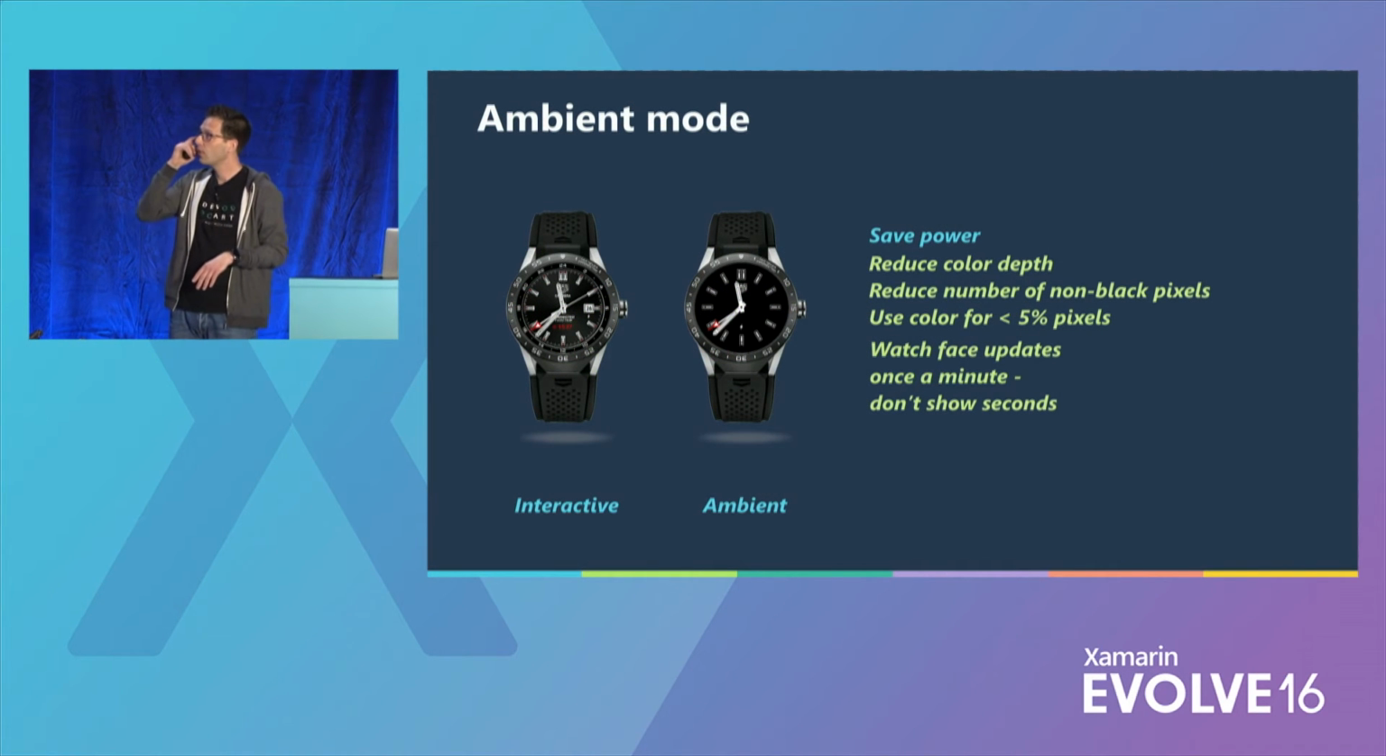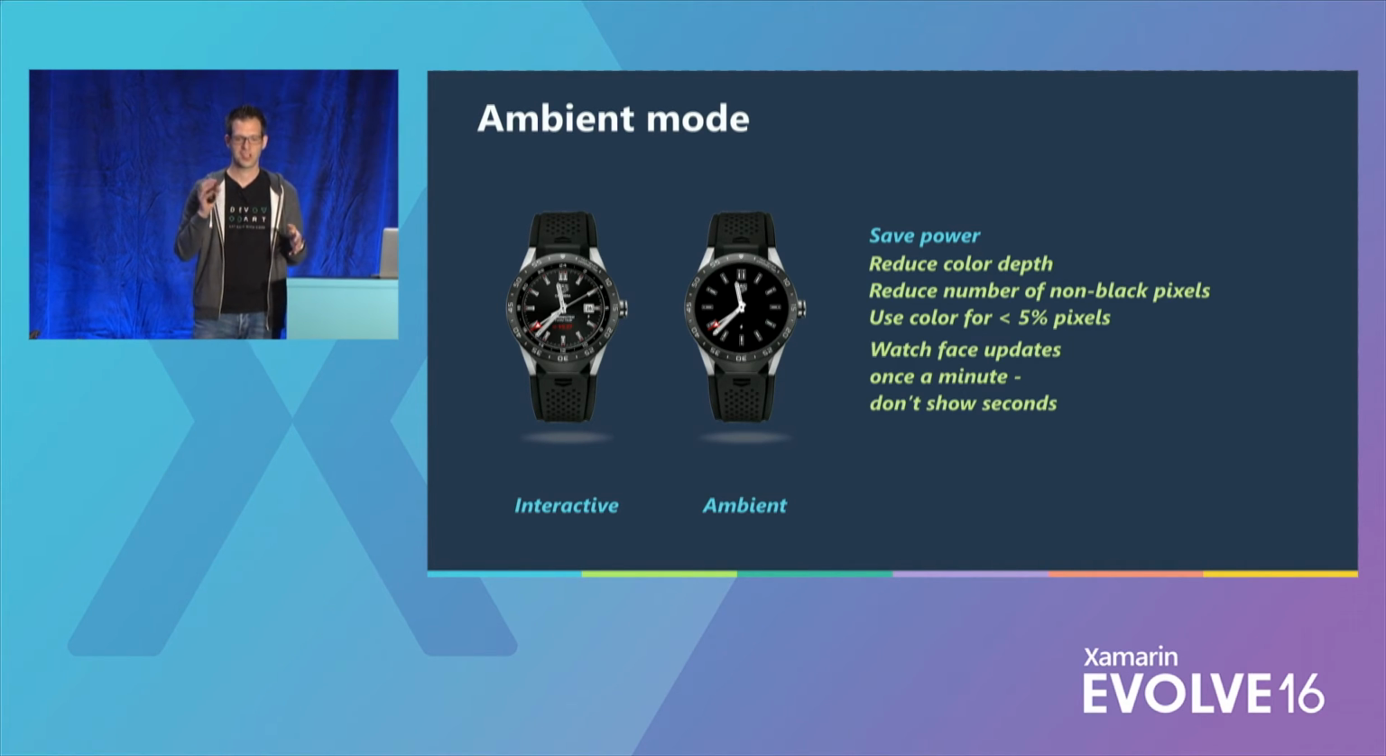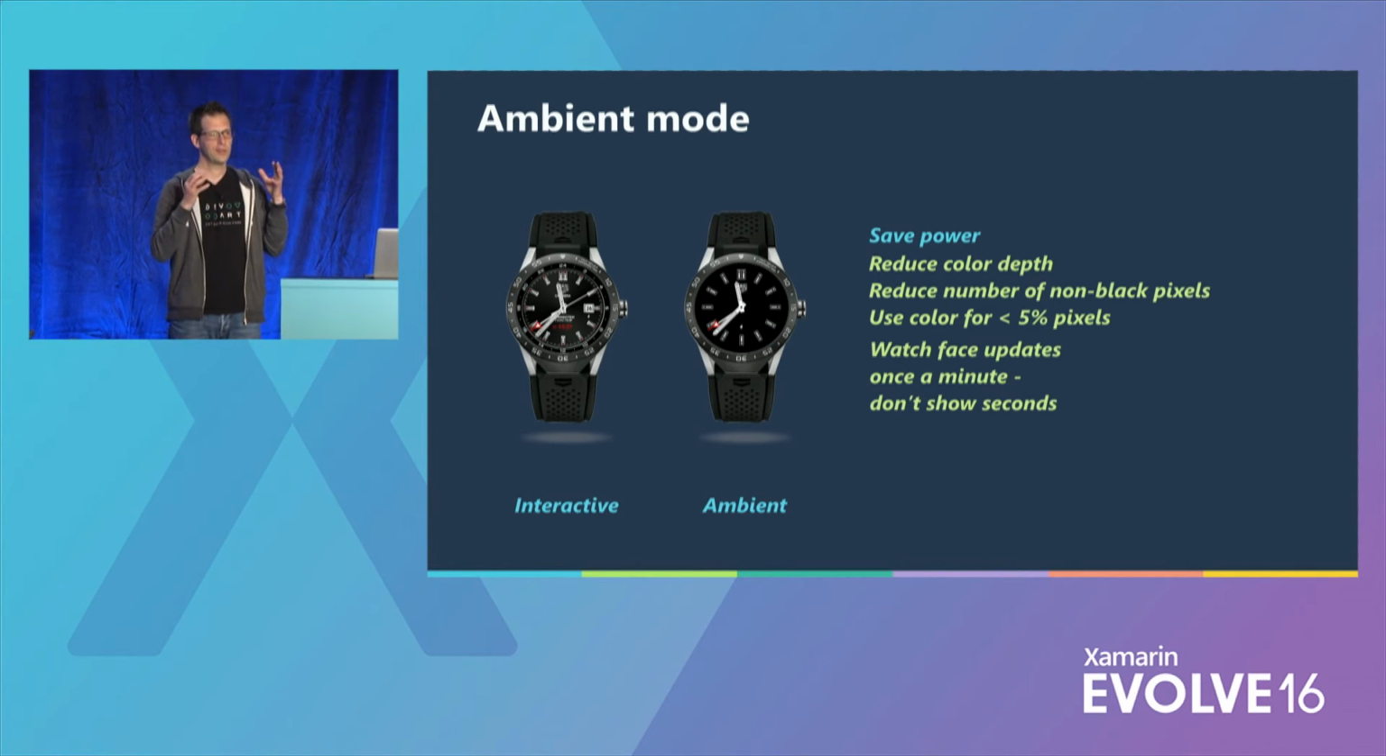Ambient mode. So this is the official watch face on the Tag Heuer device. On the left-hand side, you'll see how it looks in interactive mode. On the right-hand side, it's in ambient mode. And you see that they reduce the amount of information that is displayed. So a lot fewer ticks, for example. The colors are reduced. And in general, the watch face is a lot darker. So a lot fewer pixels we need to turn on. So massive battery savings there.